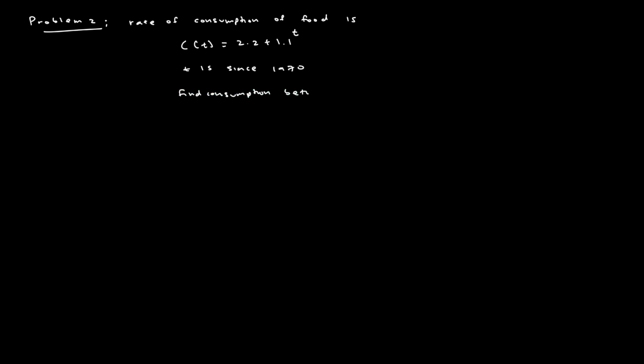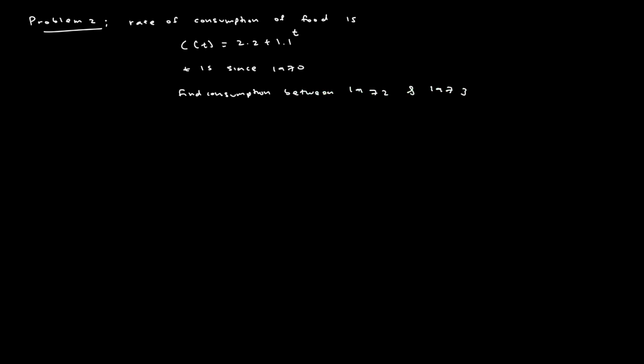It states that the rate of consumption of food is C of t equals 2.2 plus 1.1 to the t, where t is the year. t is since 1970, so t equals 0, I assume, is 1970. Find the consumption between 1972 and 1973.